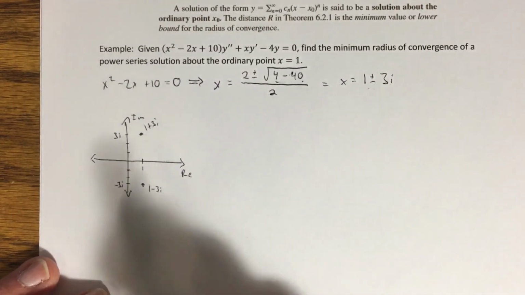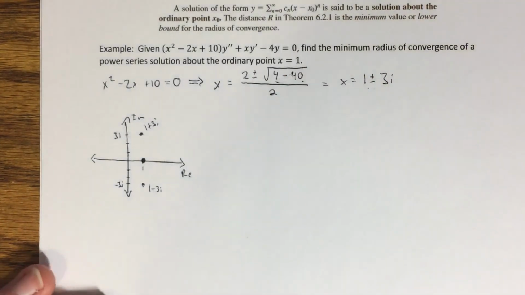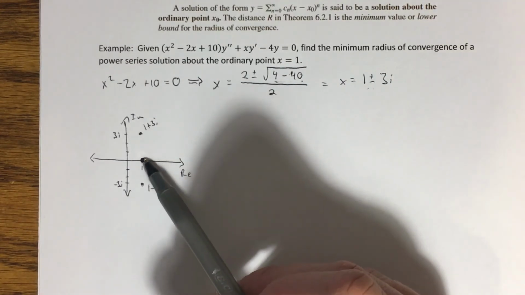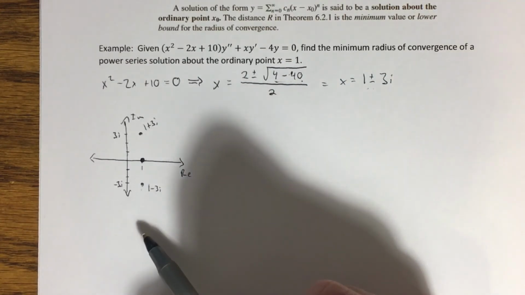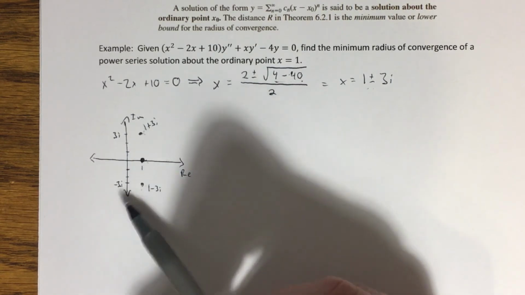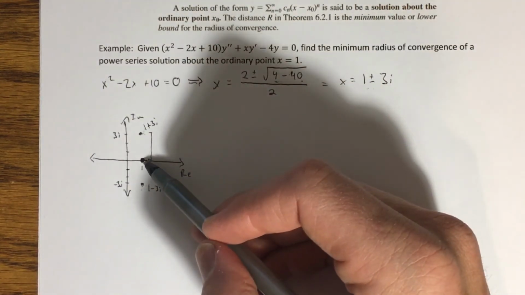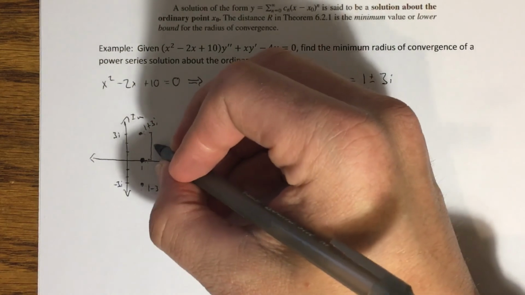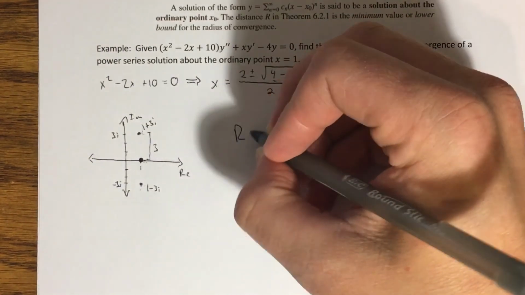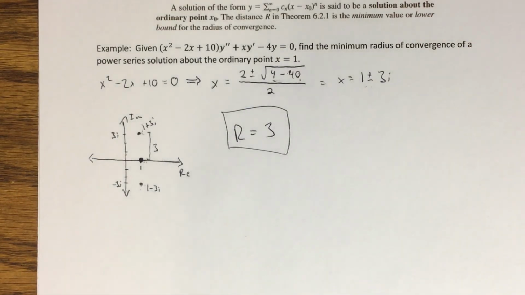Where is 1 in the complex plane? Well, it's right there. Being a real number, it lies on the real axis. And we are looking for the closest distance between that number 1 and either of our singular points. Now, in this case, the distance from 1 to either singular point happens to be the same. They are aligned vertically in this case, and from 1 to 1 plus 3i, I can see that that's a distance of 3 units. Okay, so that means r is equal to 3. That's my minimum radius of convergence.